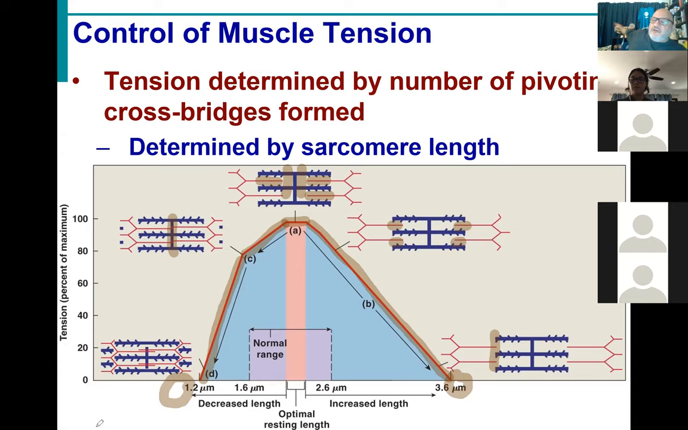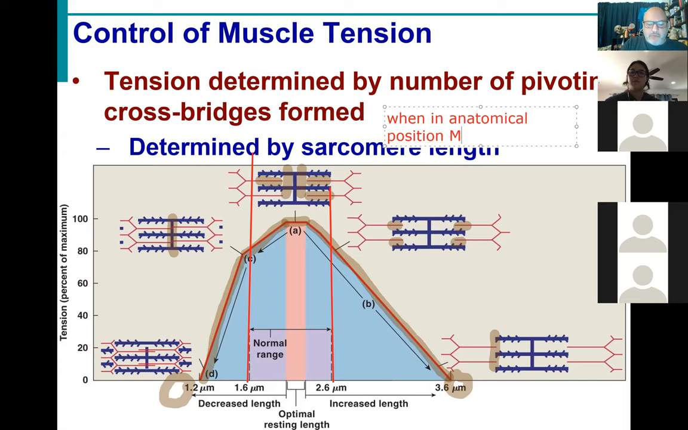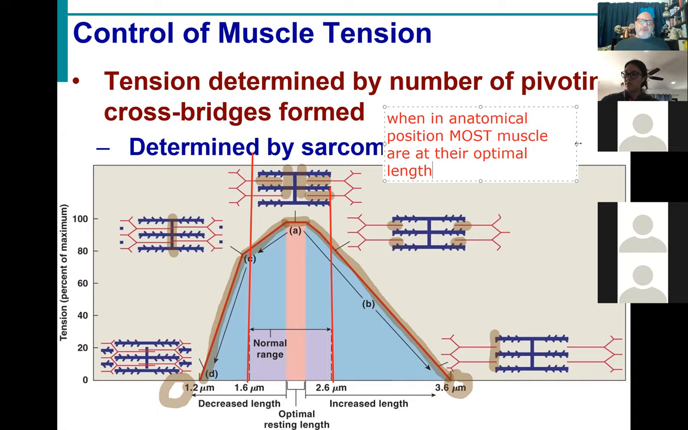Now, like I said, you're not normally getting your arm pulled way back behind you. You're not normally getting your arm squished up against you. So during normal life, our muscles are typically within a normal range where they produce fairly optimal tension. And in fact, when the body is in anatomical position, most muscles are at their optimal length. So when you're in anatomical position, most of your muscles, notice not all, but most of your muscles are at their optimal length to produce their most powerful contraction.